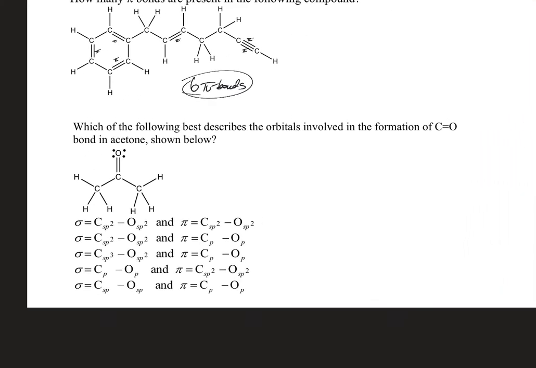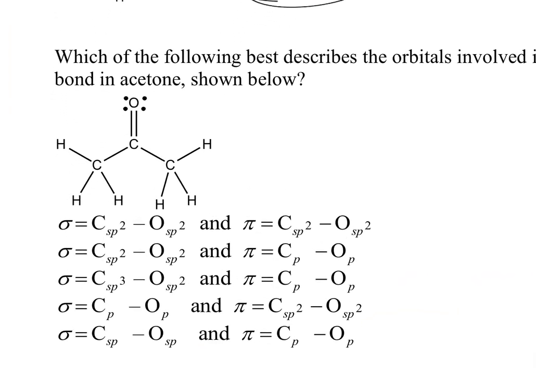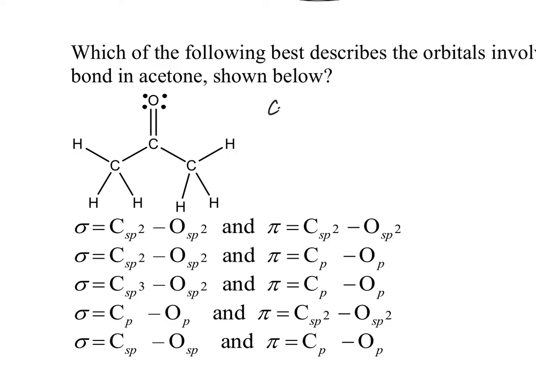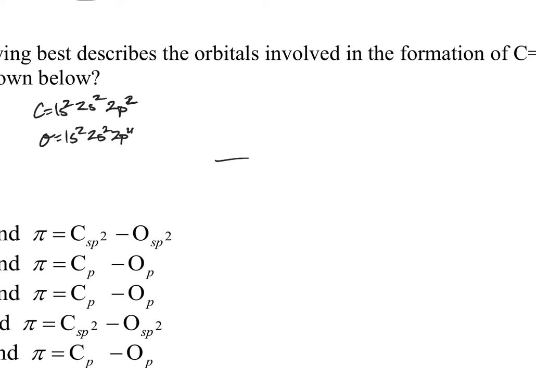Which of the following best describes the orbitals involved in the formation of the CO double bond in acetone? Well, you have carbon. I would never ask this question on your test, but it's 1s2, 2s2, 2p2. And the oxygen is 1s2, 2s2, 2p4. All right. When we look at the orbital diagrams, let's do carbon in the valence shell. And then oxygen.